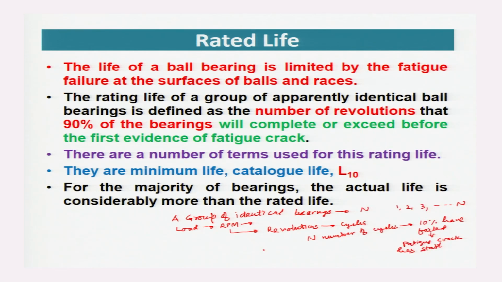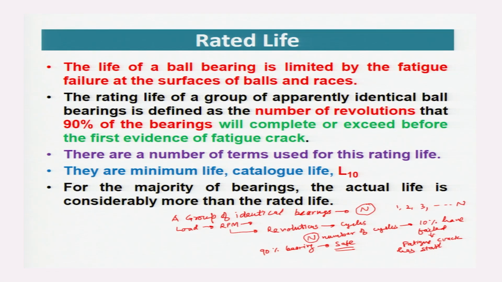And 90% of the bearings in this n number of bearings are safe. In that, the crack has not initiated. The crack has initiated only on 10% of the bearings. So 10% of the bearing will be said to have failed. So this revolution n, till 90% of the bearings are safe, is called the rated life of the bearing.